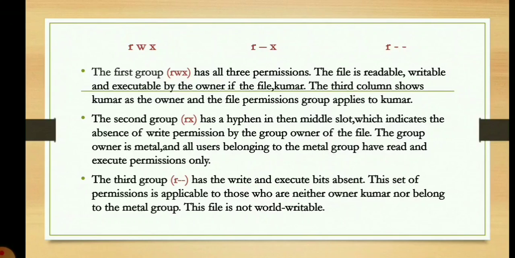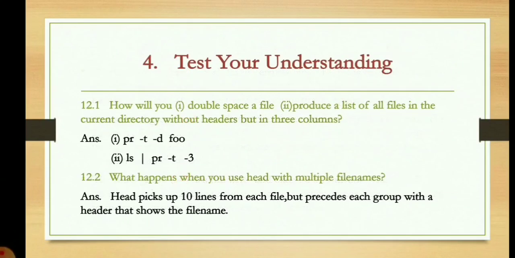And the third and last group is r--. This group has write and execute bits absent because we can see the hyphen in those places. So this set of permissions is applicable to others, that is, to the world. Now here we have covered all 3 main topics of basic file attributes. Now we will solve some questions to test your understanding.